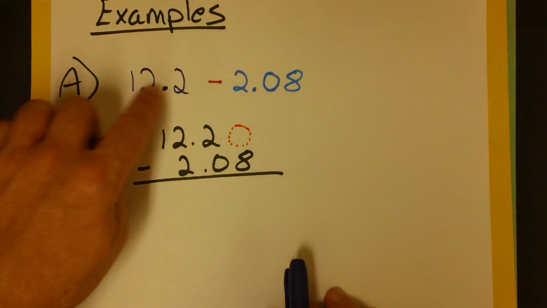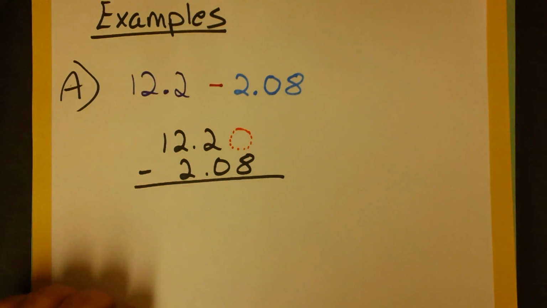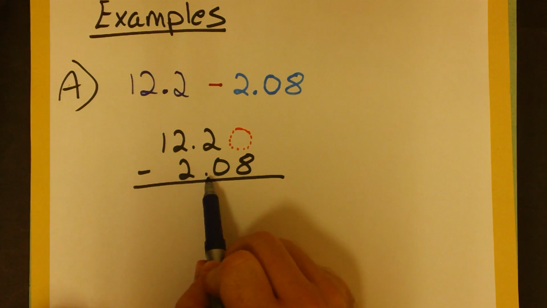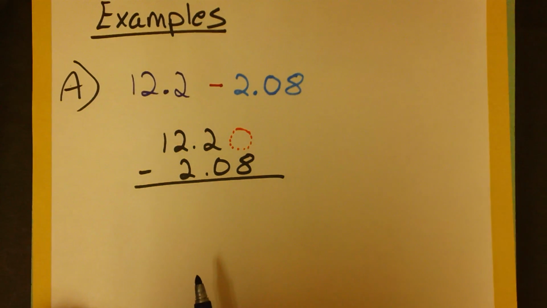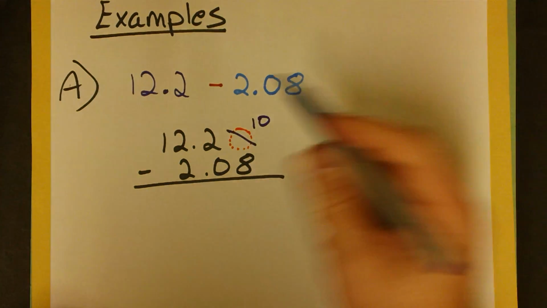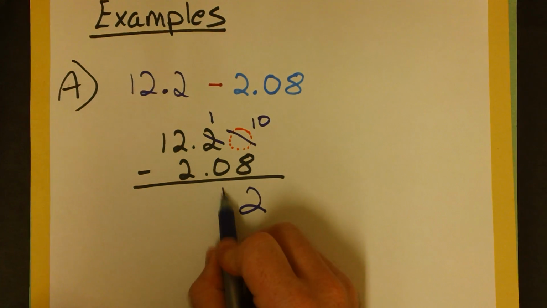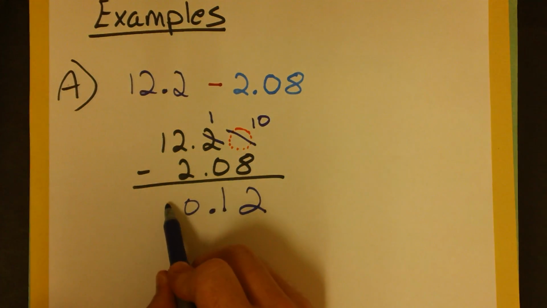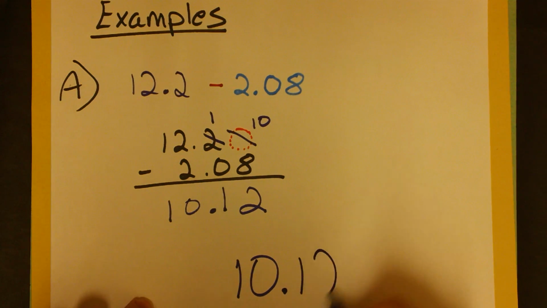All right, example A, we have 12.2, or 12 and 2/10, minus 2.08, or 2 and 8/100. So we line them up. 12.2 minus 2.08. You'll notice I've sketched in a 0 here just to be able to line our decimals up. We're going to be subtracting 8 from this 0, so we're going to make this a 10 and make this 2 a 1. 10 minus 8 is 2. 1 minus 0 is 1. Put your decimal. 2 minus 2 is 0, and 1 minus 0 is 1. So your final answer is 10.12.